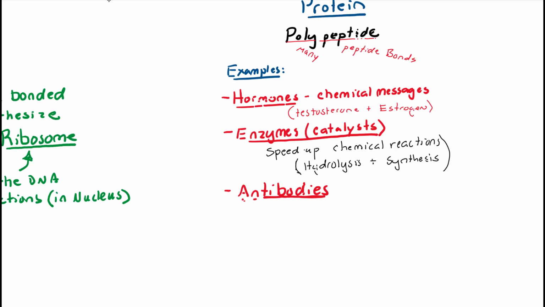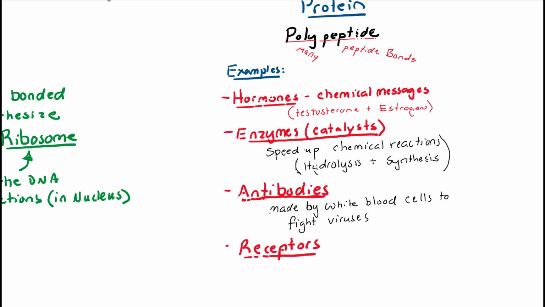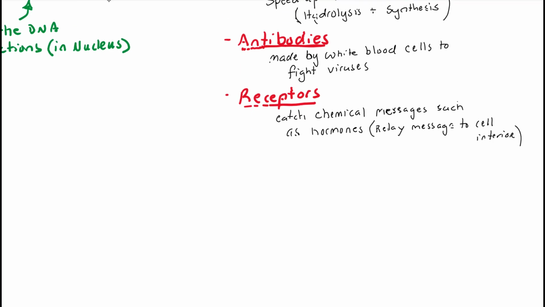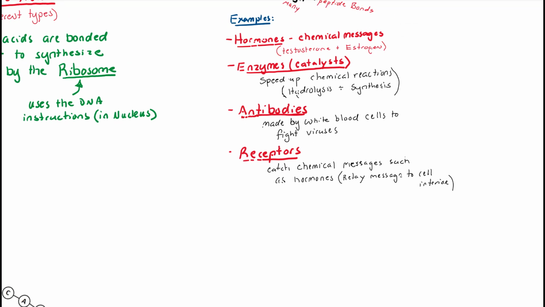Antibodies would be our third protein. These are made by white blood cells, and they help fight off viruses. And the hormones that we mentioned earlier, along with other messages called neurotransmitters, are captured by receptors. These are proteins on the outside of the cell membrane that catch chemical messages. And all these proteins that we just listed, hormones, enzymes, antibodies, and receptors, if you look at the first letters of these things, HEAR, we spell out a little acronym here. A little way to help you remember them.